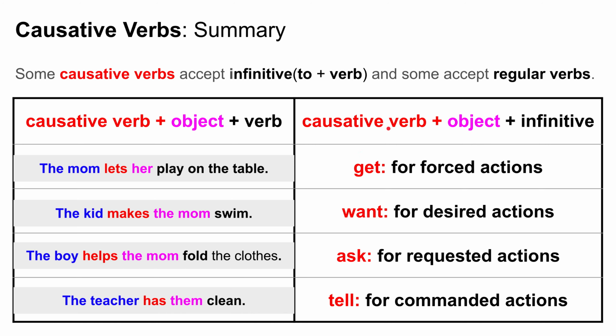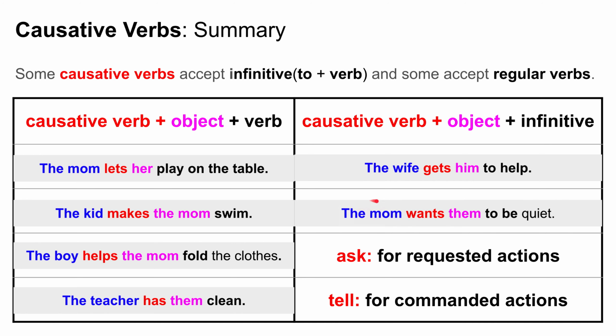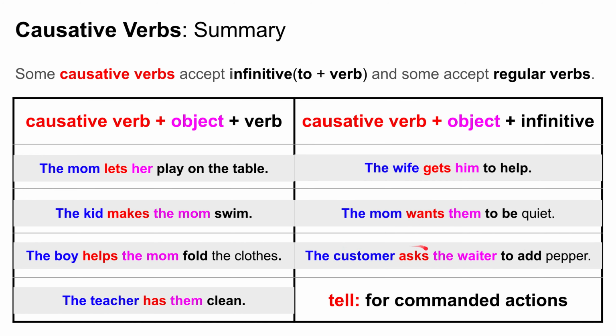Let's look now at causative verbs that accept infinitives. These are get, want, ask, and tell. Get is for forced actions, want for desired actions, ask for requested actions, and tell for commanded actions. Let's look at some examples with these. Get, the wife gets him to help. Want, the mom wants them to be quiet. Ask, the customer asks the waiter to add pepper. Tell, the mom tells him to clean.